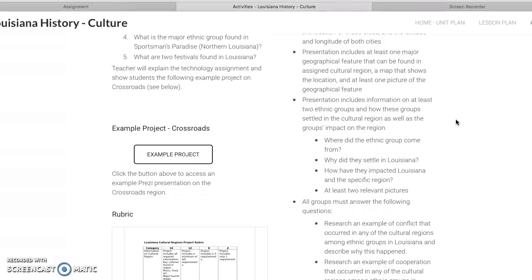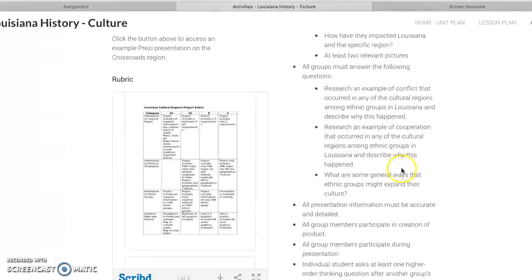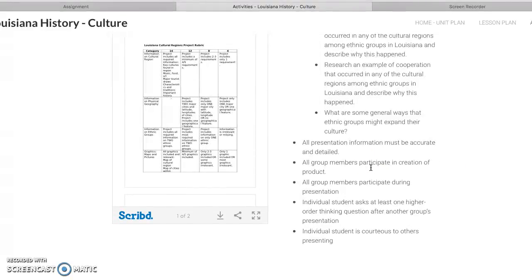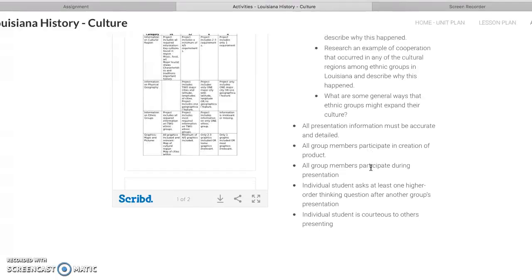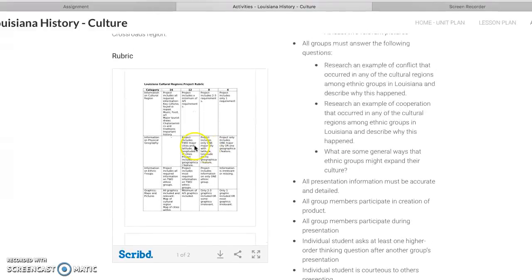They need information on at least 2 ethnic groups that can be found in the cultural region. And they need to answer these questions on these 2 different ethnic groups. They all need to answer these 3 questions. So in my example project, I didn't answer those questions, I just put them in there because I wouldn't want to give away the answers. All information has to be accurate and detailed. All group members have to participate in creation of the project. All of them have to participate during the presentation. Individual students have to ask at least 1 higher order thinking question, and individual students need to be courteous to others presenting. And then I have the rubric right here.